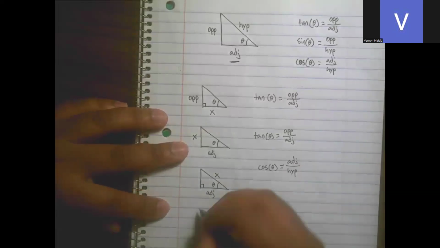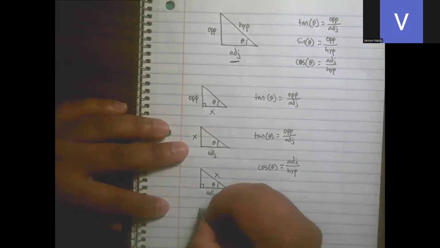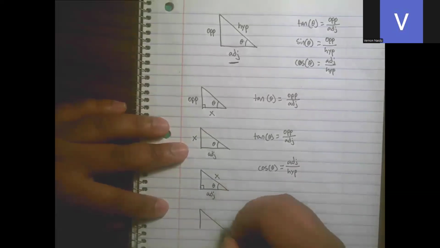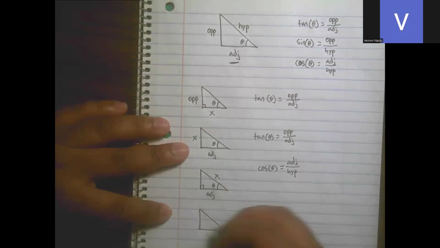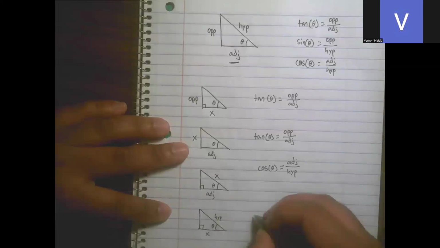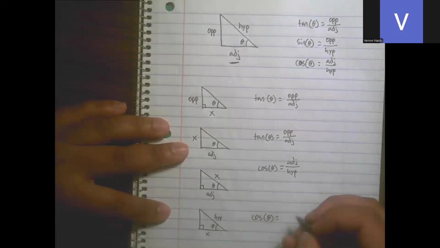Another case in which we can use cosine is going to be when we know the hypotenuse, but we don't know this side over here. We can use cosine theta again, because it's the same set.